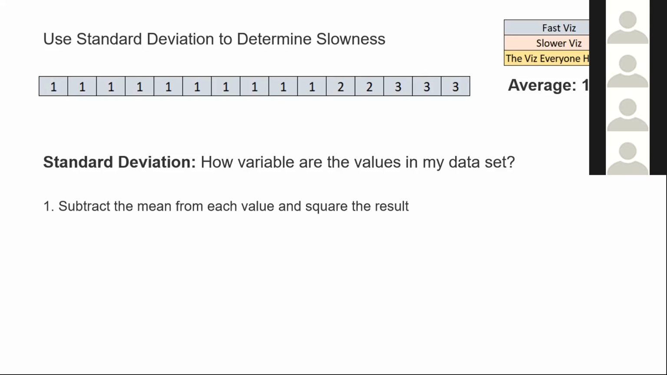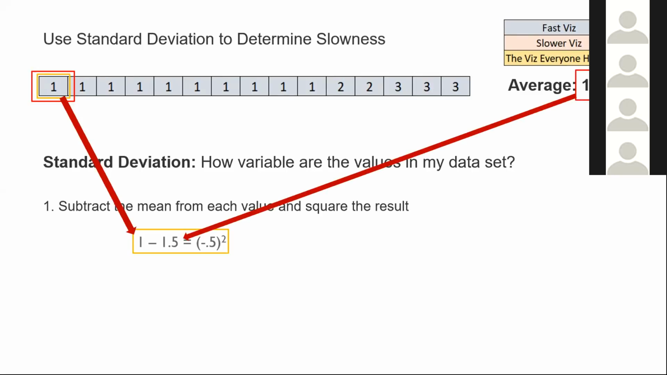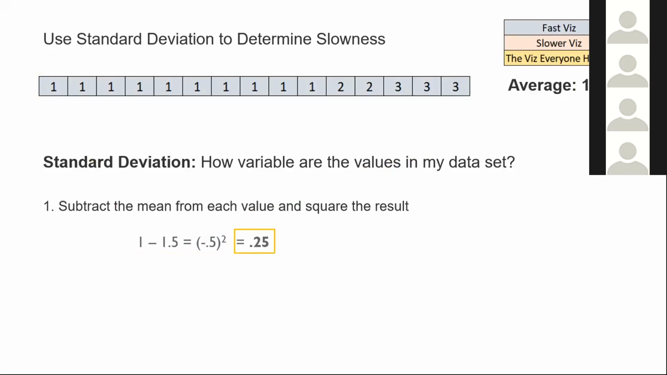The way you calculate that is you subtract the mean, so that's the average, from each value, and then you square the result. Let's take the first value here, it's 1 second. We subtract 1.5 from it because that's the mean, and we get a result of negative 0.5. Then we square that, and for that value we get 0.25. So I'll populate the rest of those up there. We get 0.25 several times, and then we get 2.25 for the 3s, and it's still 0.25 for the 2s actually.